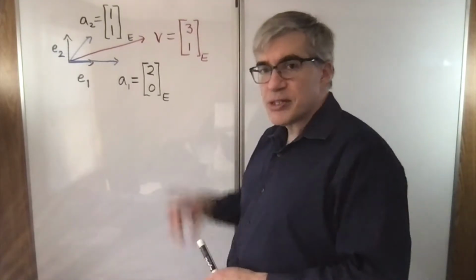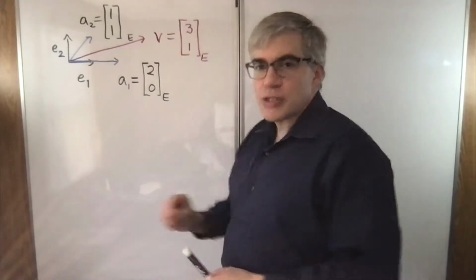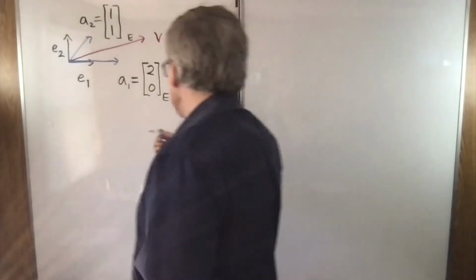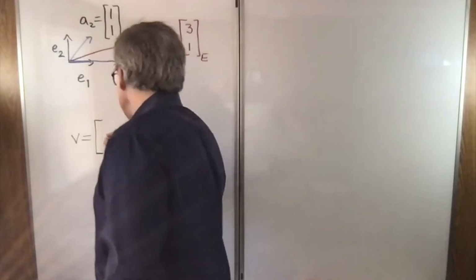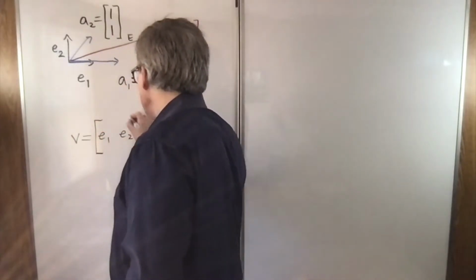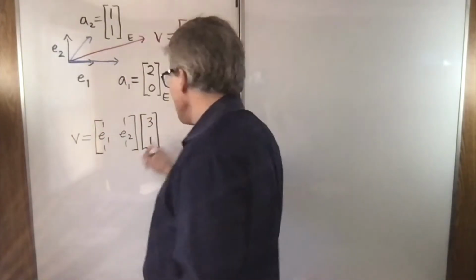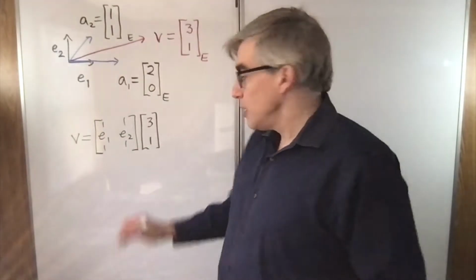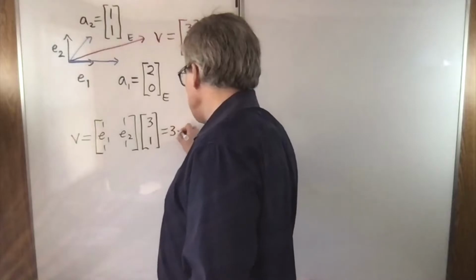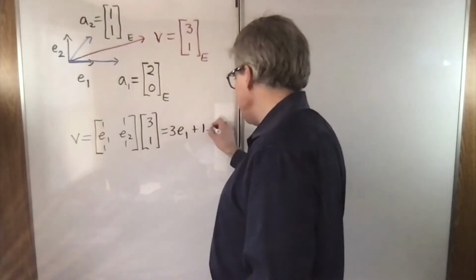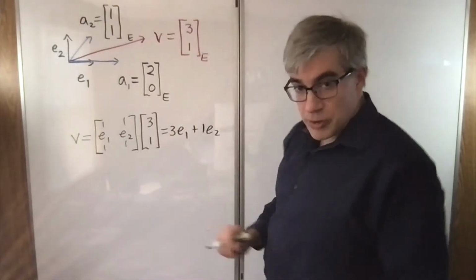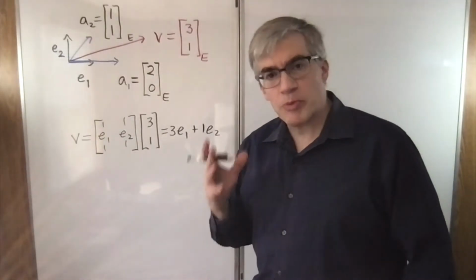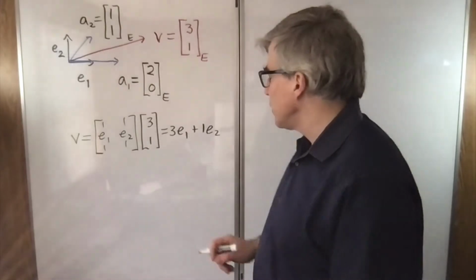The first thing is to recognize that we don't want to write it just like this. Instead of a little subscript e, let's be explicit about it. The vector v is actually [e1, e2] times (3, 1). You have the basis vectors for e and the components for e. When you multiply that out, you get 3e1 plus 1e2, and sure enough, that's the correct thing. Okay, seems like overkill, but when we change bases, this is going to be helpful.